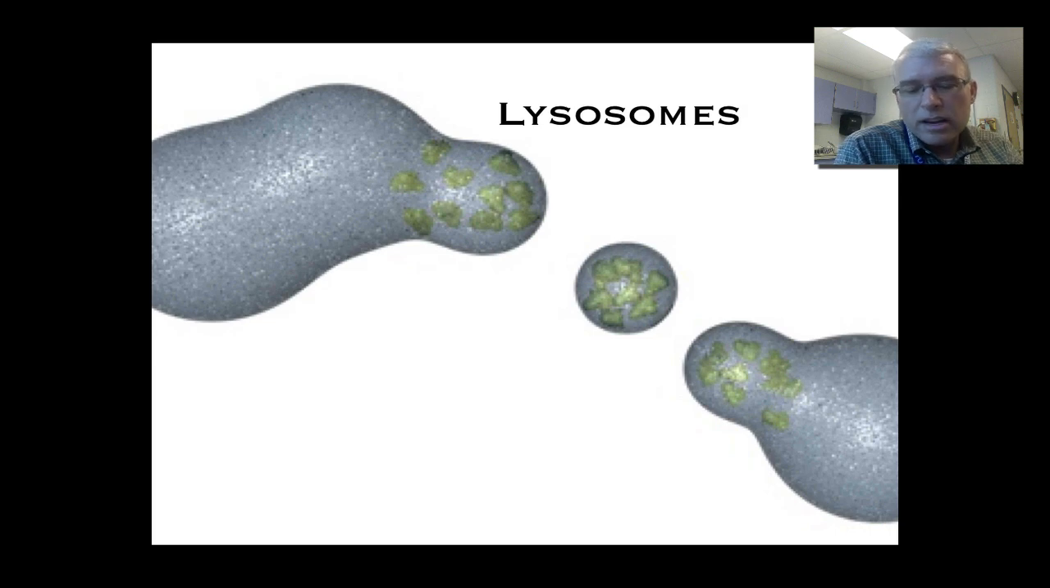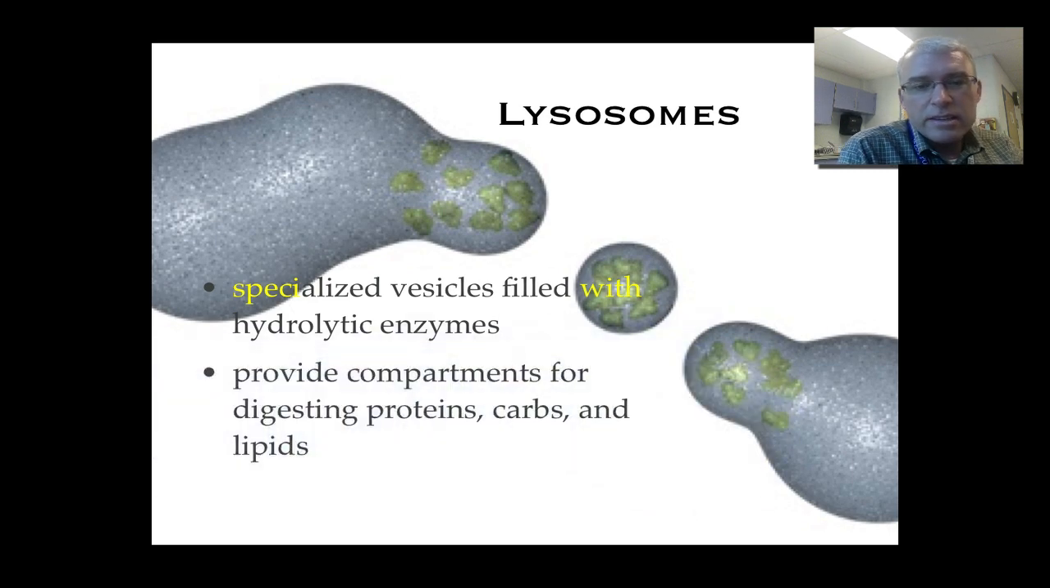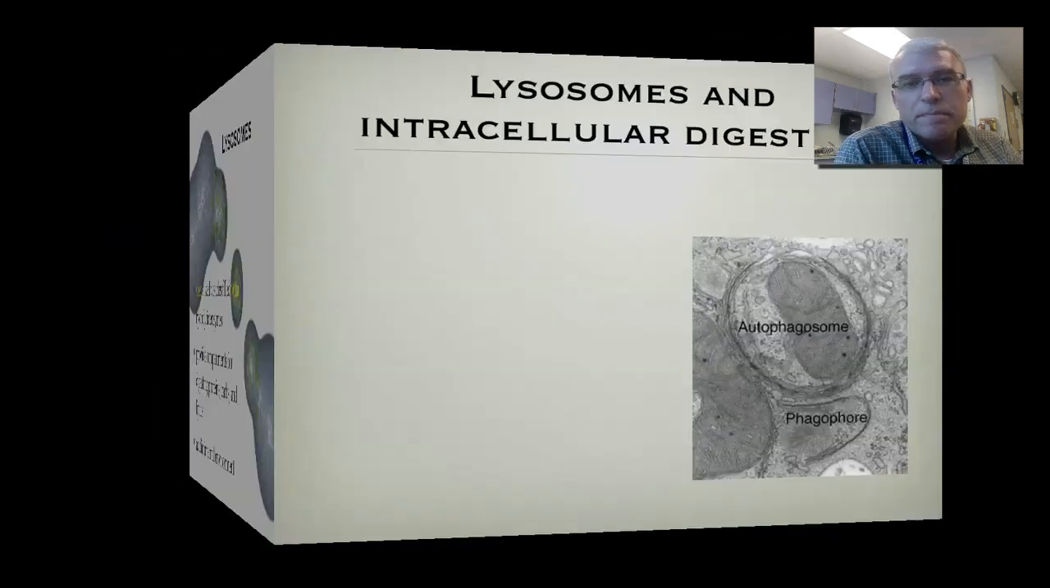Lysosomes are specialized vesicles for digestion. They contain enzymes that are hydrolytic, which means they can hydrolyze polymers into monomers. And lysosomes are compartments where this digestion can take place without damaging or risking damage to the rest of the cell or the cell's organelles. Lysosomes are capable of digesting proteins, carbohydrates, lipids, just about anything. And their environment is acidic. The acidity is one of the ways that the digestive enzymes are regulated, by the pH inside the lysosomes.